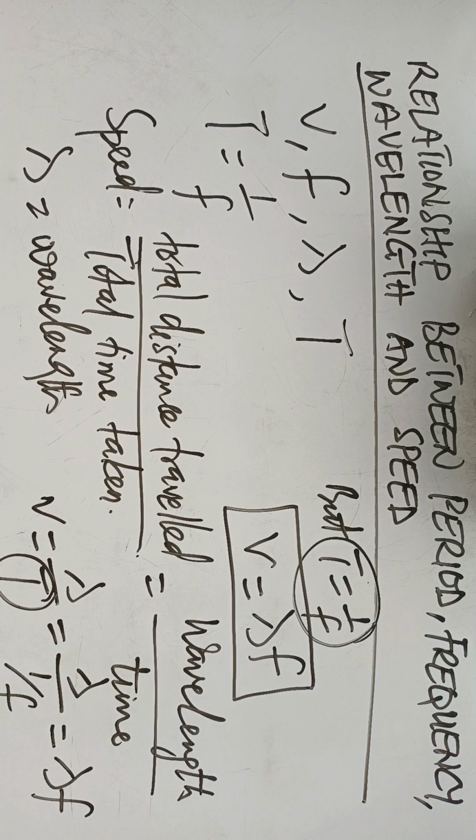So basically, this is the relationship between period, frequency, wavelength, and speed. And this v equals lambda f is what we recall as the wave equation. So let's learn how to apply this wave equation: v equals lambda f, or v equals f lambda.